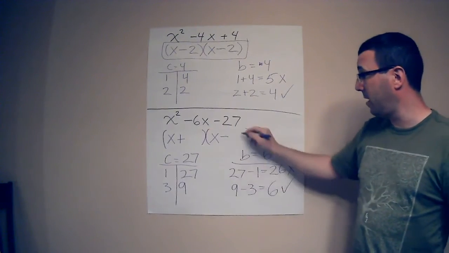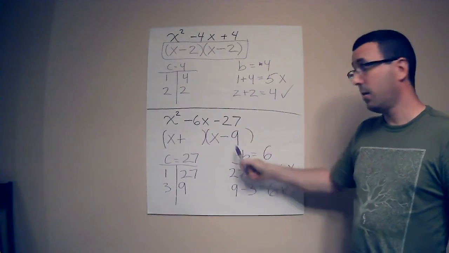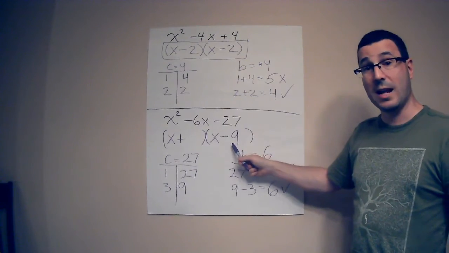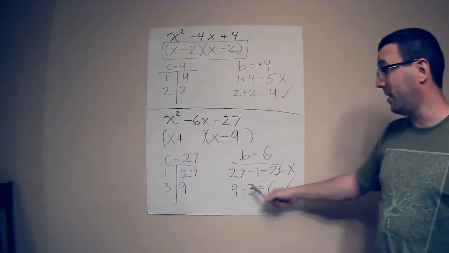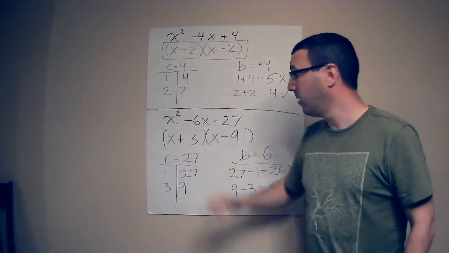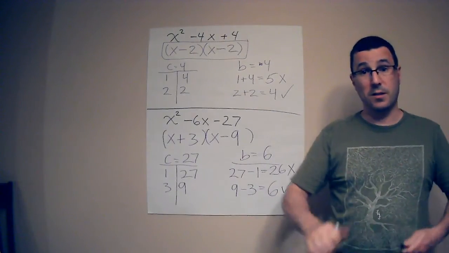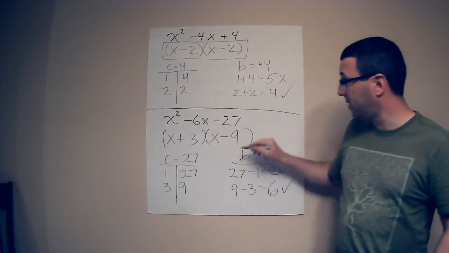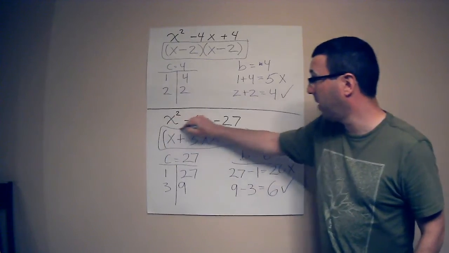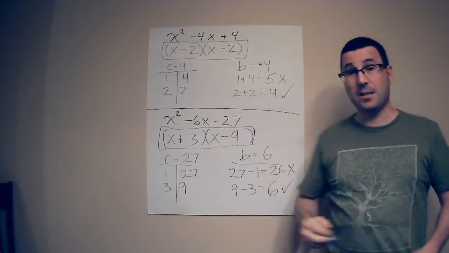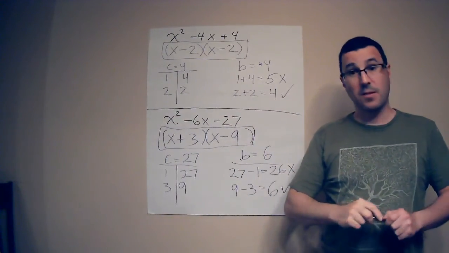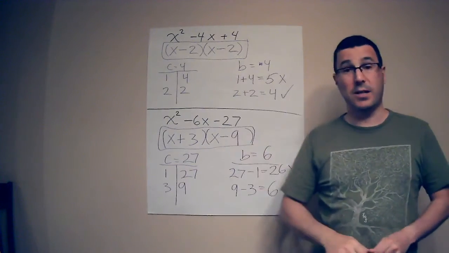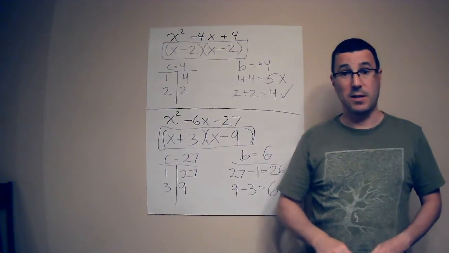So I take that 9, I put it in the parentheses that has the minus in it, and I take the 3, and I put it where the plus is. So that x plus 3 times x minus 9 will multiply back to x squared minus 6x minus 27.